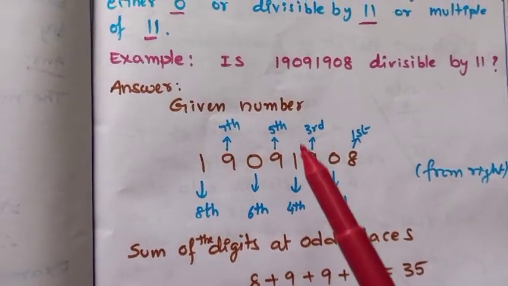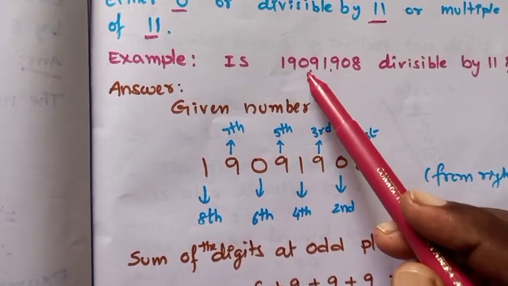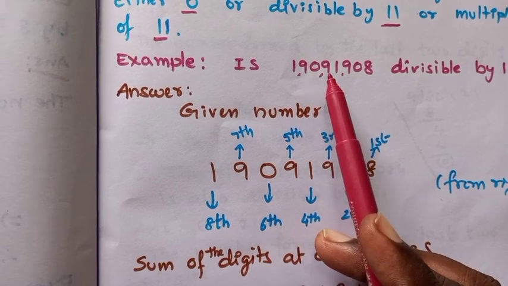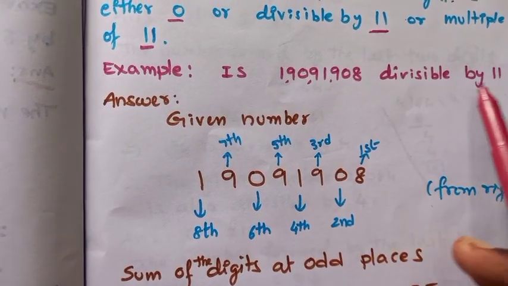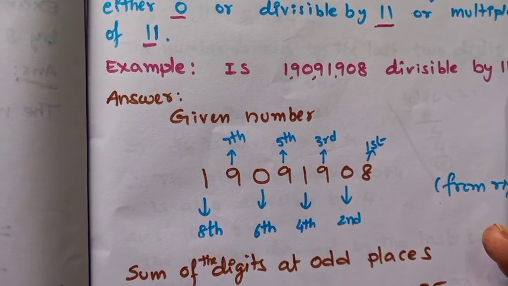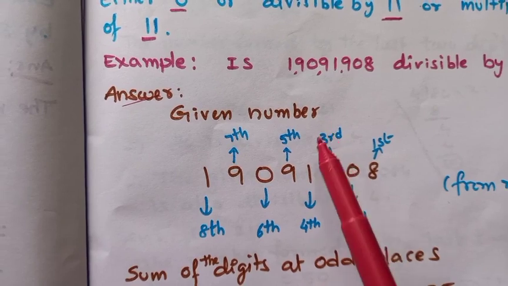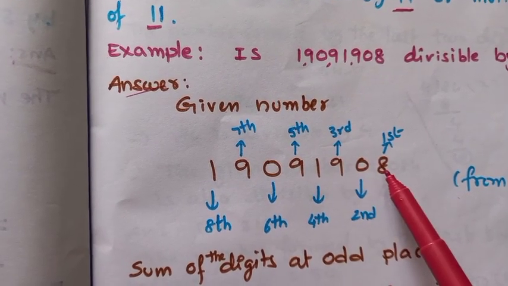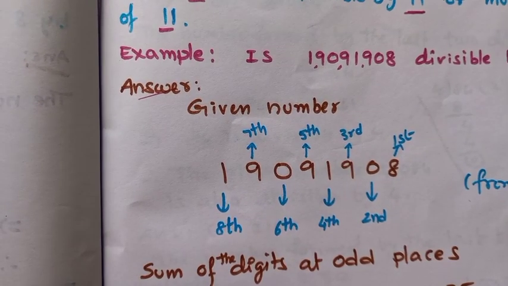Example: is 1,90,91,908 divisible by 11? Answer: the given number is 1,90,91,908. First of all, we have to identify the places.